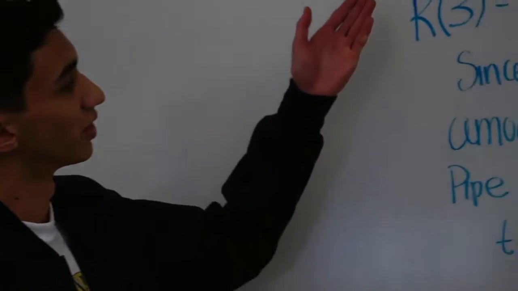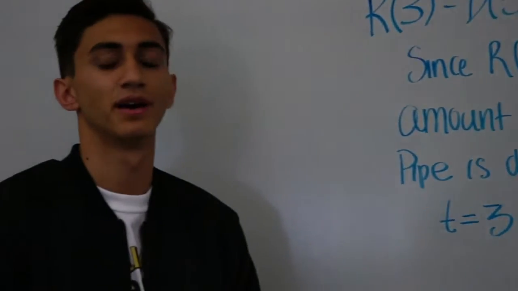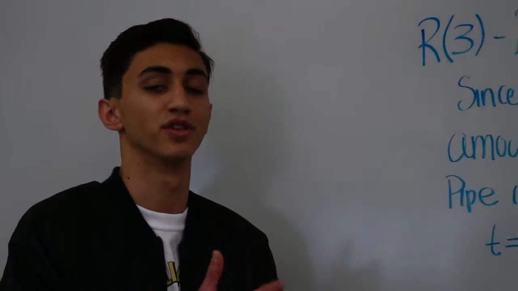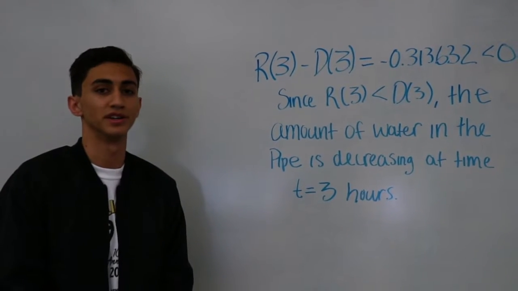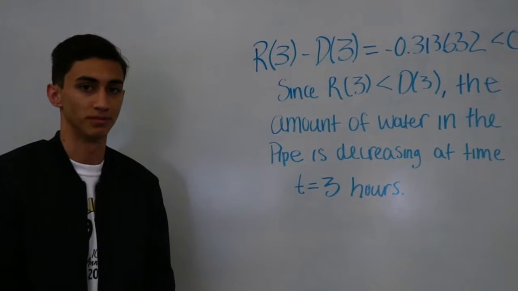So question B reads, is the amount of water in the pipe increasing or decreasing at time t equals 3 hours? Give a reason for your answer. So to solve this problem, we have to consider both the functions that are in this problem. So r of t is the rate at which water is flowing into the drain pipe. And then d of t is the rate at which water is being drained out of the drain pipe.